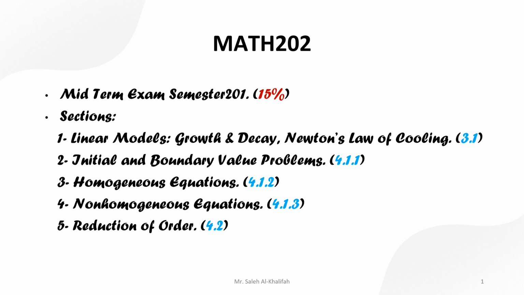In this clip, God willing, I will solve the Midterm exam, semester 2-1, for Math 202, which was worth 15%. The topics were linear models, growth and decay, Newton's law of cooling, basically section 3.1 and section 4.1. All of these three sections are called 4.1, and the last section is 4.2, reduction of order.